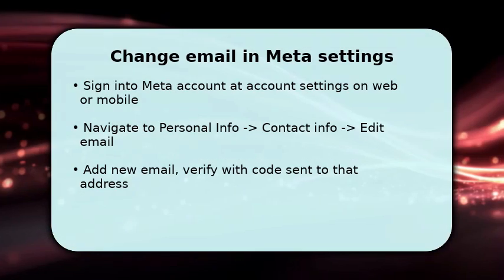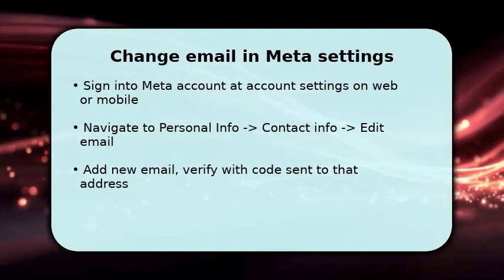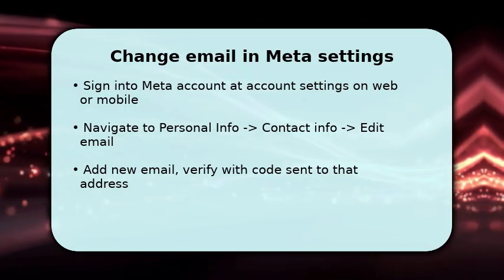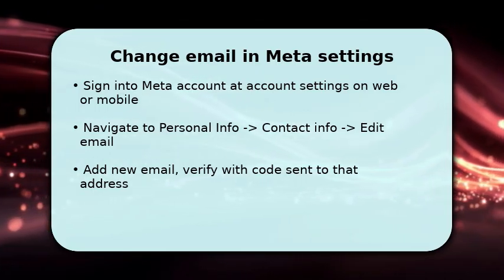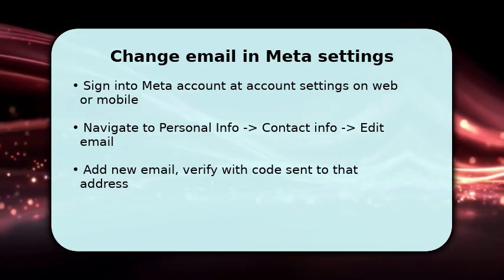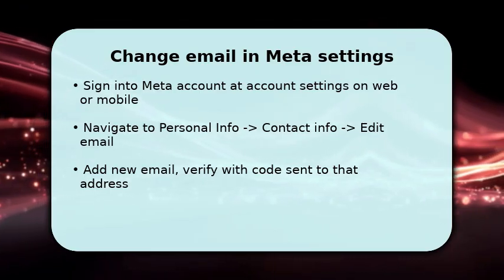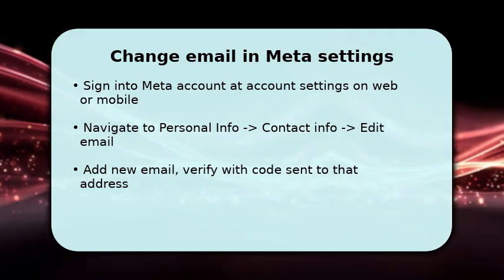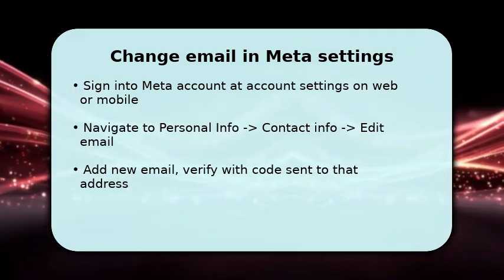When you navigate to your Meta account settings on web or in the app, then choose Personal Info and Contact Info. Once there, select Edit next to Email and add the new address you want to use. After adding, Meta sends a verification code to that new email. Open it and enter the code when prompted. Make sure you complete verification immediately, because unverified addresses won't become primary and you'll be prompted again. This step ensures notifications and account recovery go to the new address.